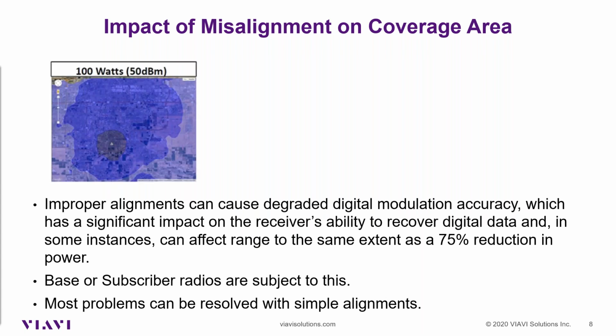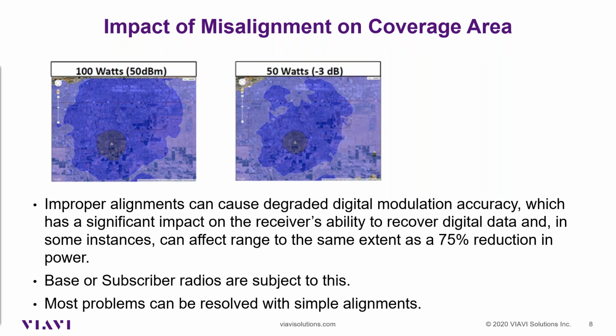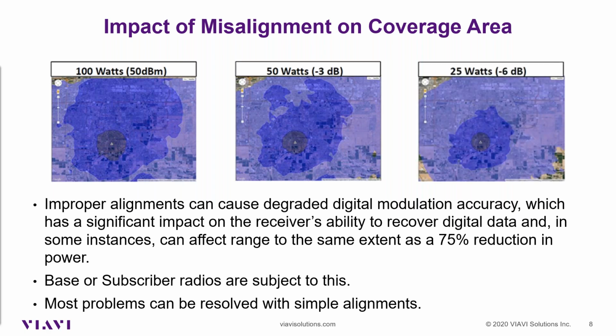If we take a look at the coverage area for a 100-watt transmitter here, you see the dark blue area there, and then of course there's the lighter purple area around that. If we were to drop that power by 3 dB, you'll see that the dark blue area gets smaller, meaning that our coverage area is now getting smaller. And if we drop it another 3 dB, so now we're at 25 watts, 75% lower than we started out, you can see, of course, that the coverage area is significantly smaller.